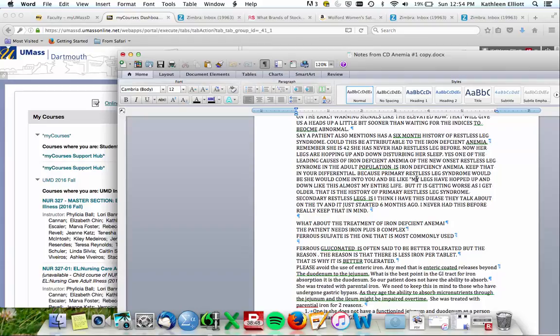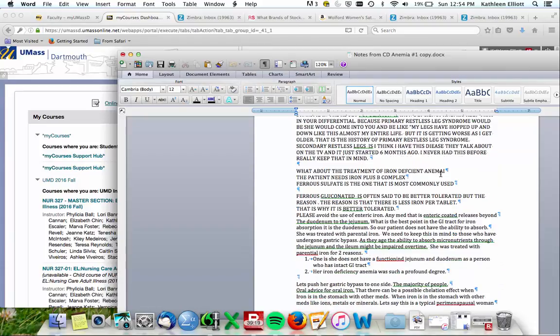Because primary restless leg syndrome would be a patient coming into you and saying, my legs have hopped up and down like this my entire life. But it is getting worse as I get older. That is the history of a primary restless leg syndrome. Secondary restless leg is, I think I have this disease, they saw it on TV, and it just started 6 months ago. I never had this before. Really keep that in mind.